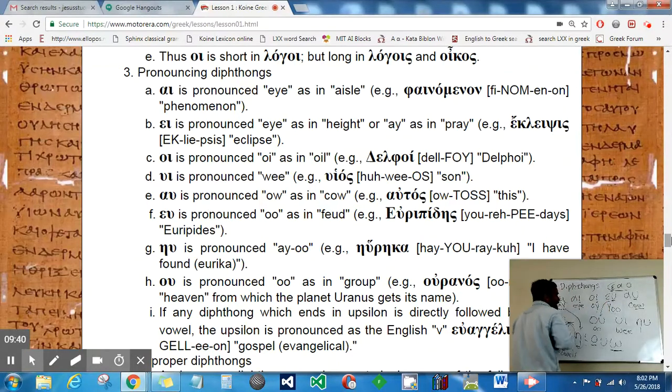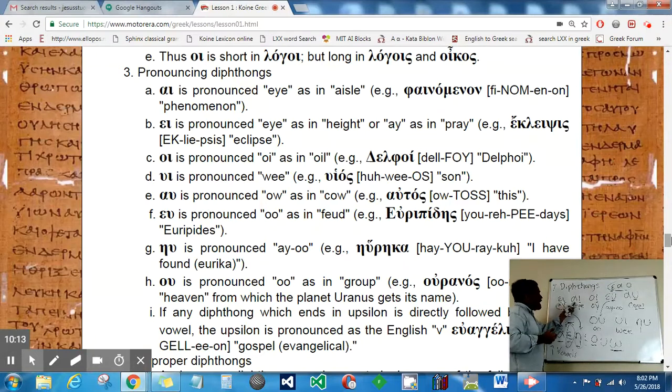Actually, maybe I should spell that differently. Let me do it this way. "A-oo. Oi, I." Let's walk through them one by one. Everybody repeat with me. So epsilon iota is "A." That's just like our eta and our vowels, so no real distinction in pronunciation.